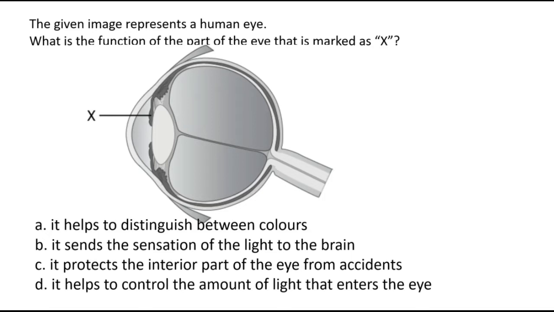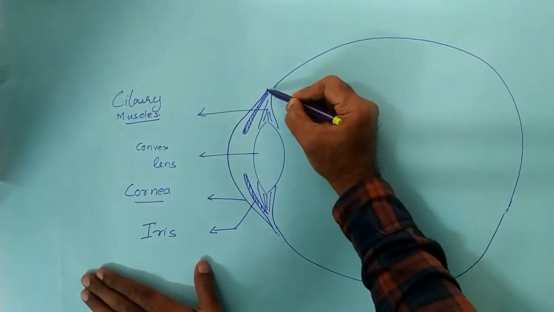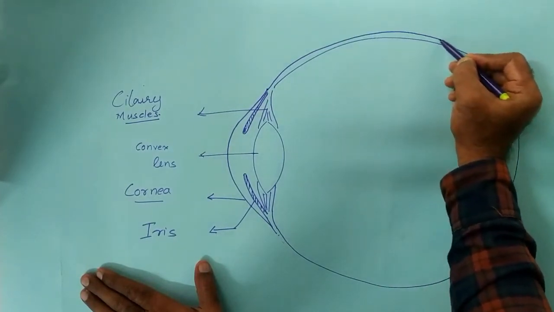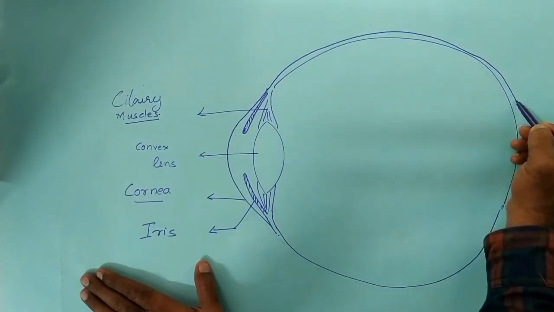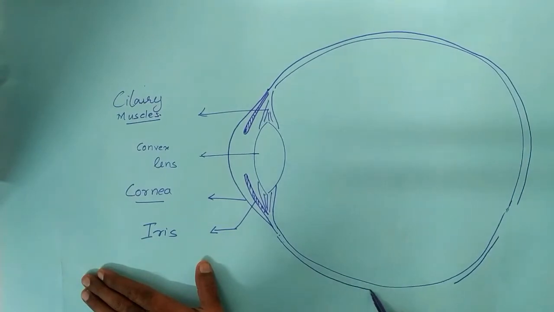In this question, right on your screen, the given image represents a human eye, right? And so what is the function of the part of the eye that is marked as X? A picture of a human eye is given. Now, as far as this question is concerned, this X can be anywhere. It can be on the retina, or on the optic nerves, or X can be on the lens. So it can be anywhere.